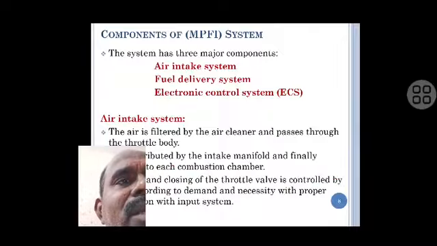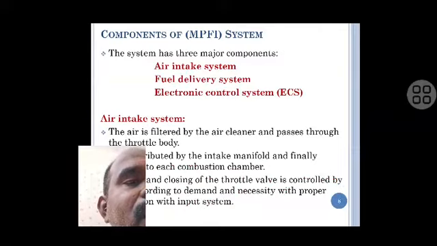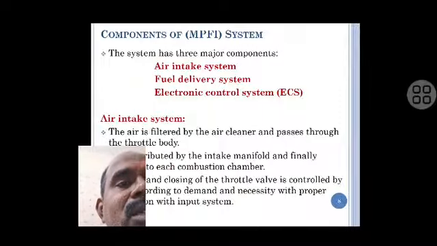The multi-point fuel injection system has three major components: the air intake system, the fuel delivery system, and the electronic control system. In the air intake system, the air is filtered by the air cleaner and passes through the throttle body, then the intake manifold, and finally to each combustion chamber. The throttle valve is controlled according to the demand and necessity of the proper proportion within the inlet system.